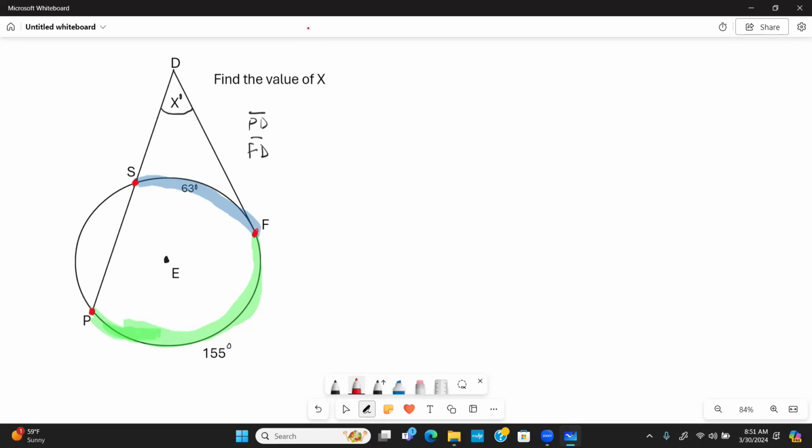So the principle says that if a secant line and a tangent line meet outside the circle, the angle that is formed at their intersection is equal to the bigger arc minus the smaller arc, over 2. So it's half of that measure. It's going to give us that angle outside, which is x this time. So all we have to do is substitute.